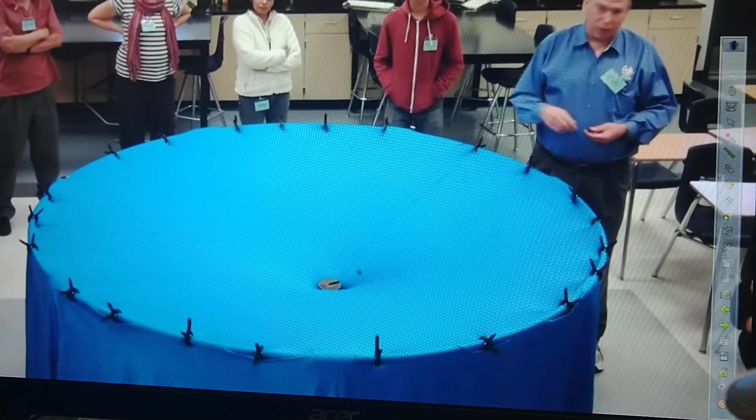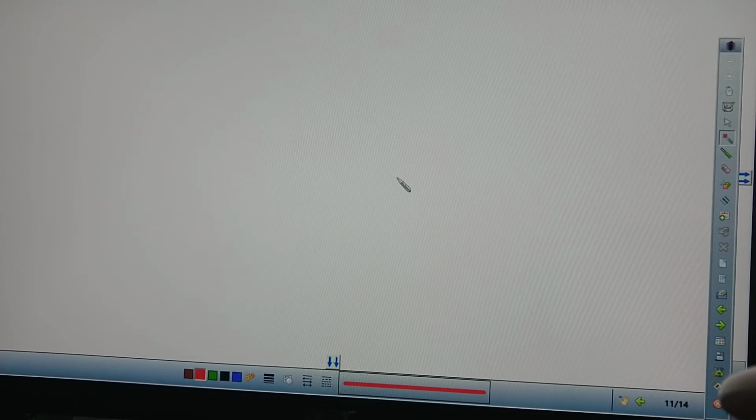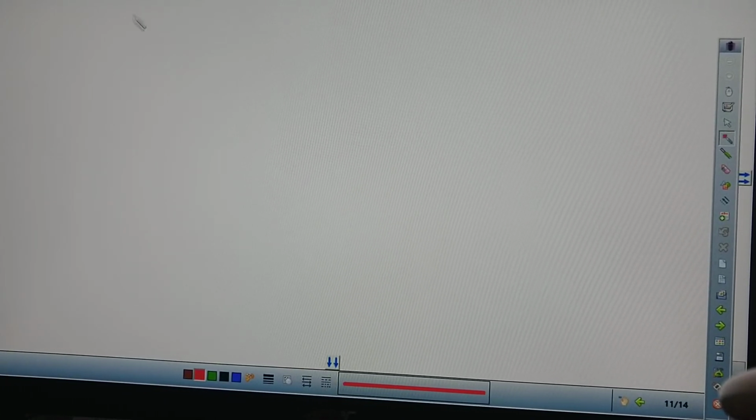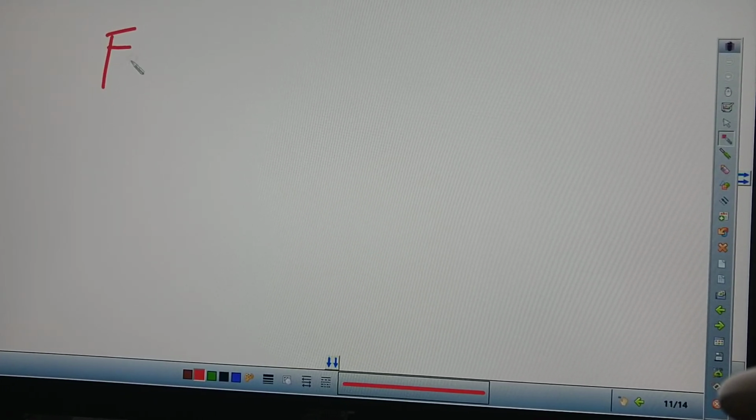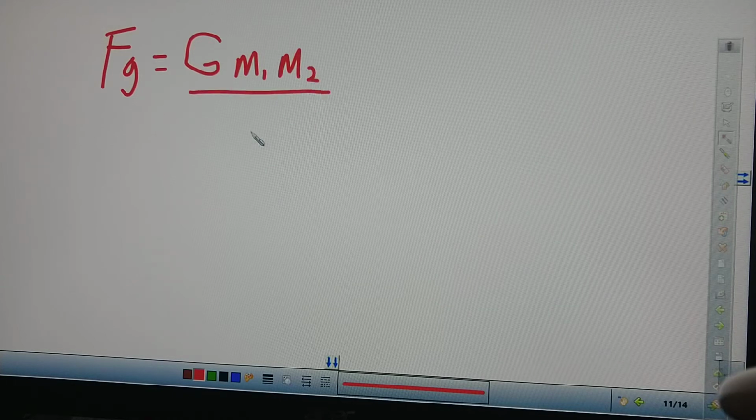All right? So let's take a look at some math here. Of course, the formula we're going to use today is this: force of gravity is equal to the gravitational constant times the mass of one body times the mass of the other body divided by the distance between them squared. And you're like, Mr. Perkins, why isn't there a D there instead of an R?